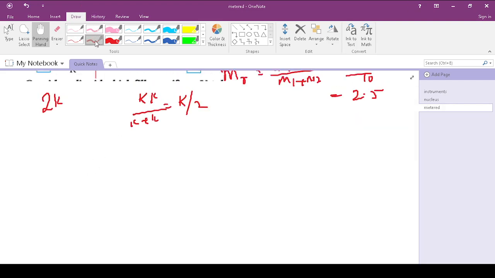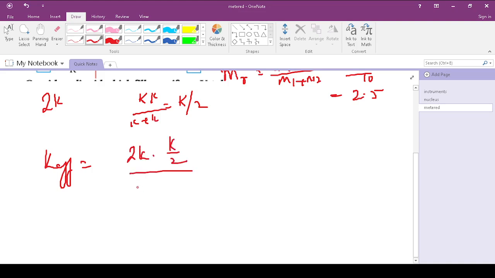Final K value, there are three steps. 2k and k by 2 are in series, plus k by 2. Cancel k square here, and 2.5k comes, k by 2.5.